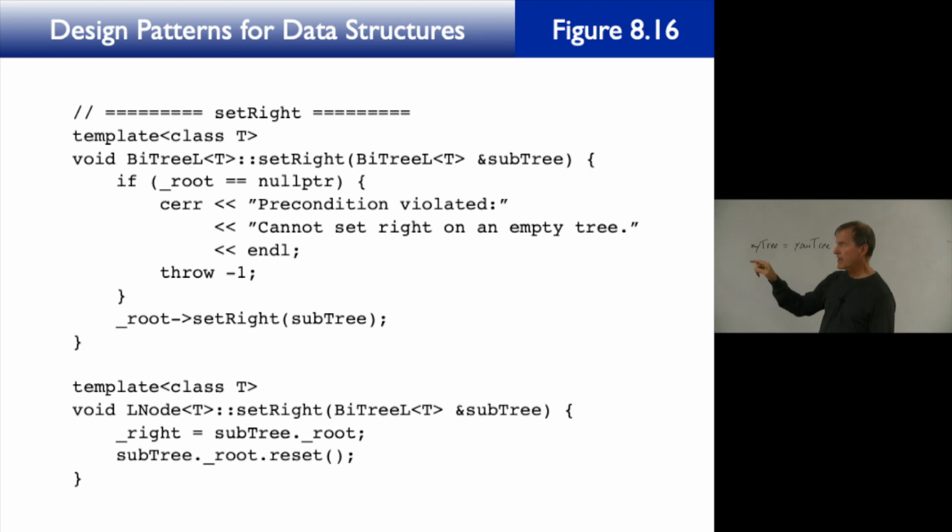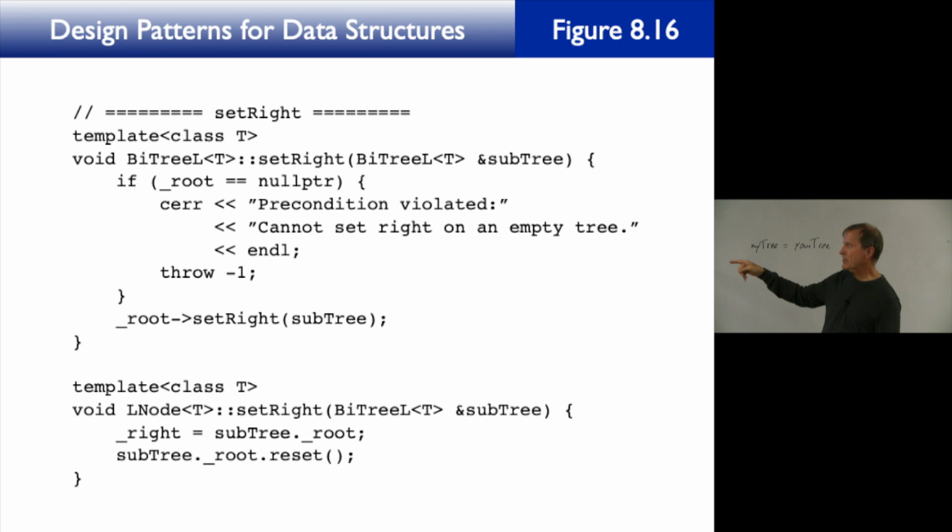Otherwise, by the way, I've noticed on your exams that a lot of people are still writing else here. Do you see why you don't have to write else? It's like having a return in the middle of some code: you don't have to do else, because once it returns, it'll never get to that anyway. So I think it's nice style to dispense with the else part there. But if the precondition is met, then we do _root arrow set right subtree.